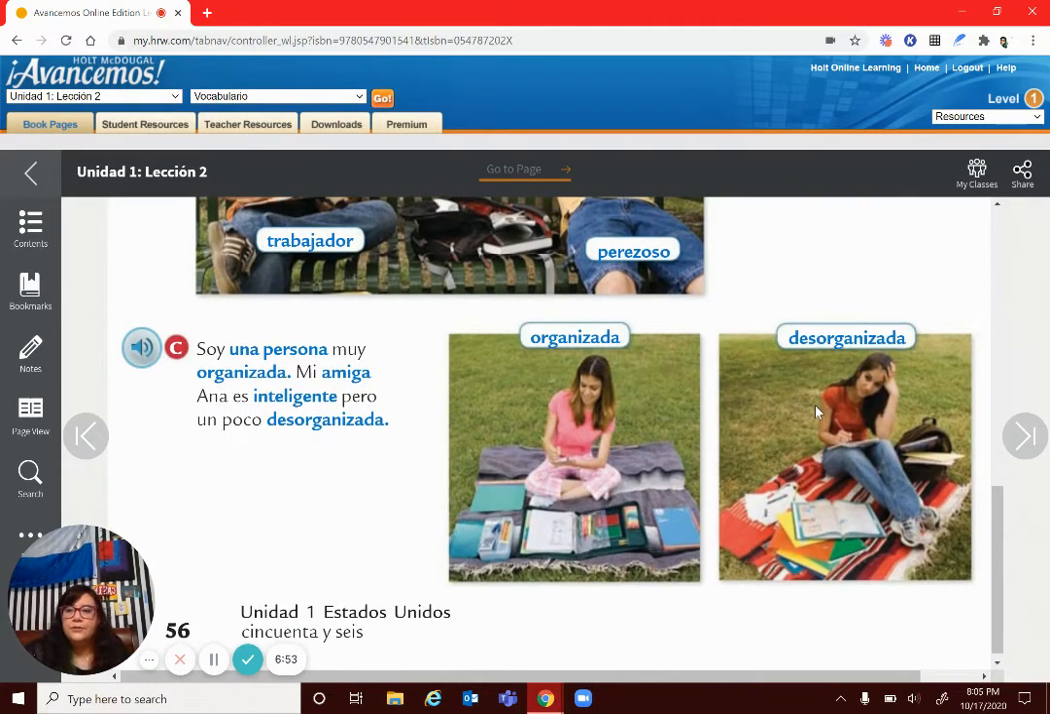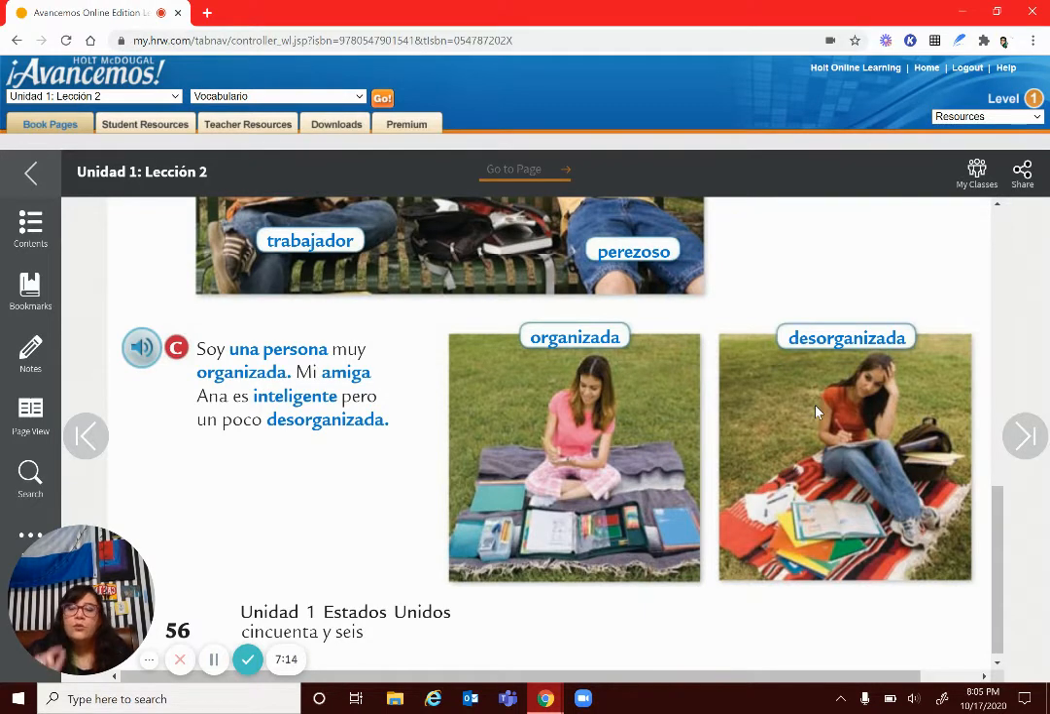Okay, last part of this page. Going back to Sandra talking about herself. She says, soy una persona, I'm a person, muy organizada, really organized. She's a really organized person. Mi amiga Ana, second picture, es inteligente. She's smart and intelligent. Looks kind of the same way.